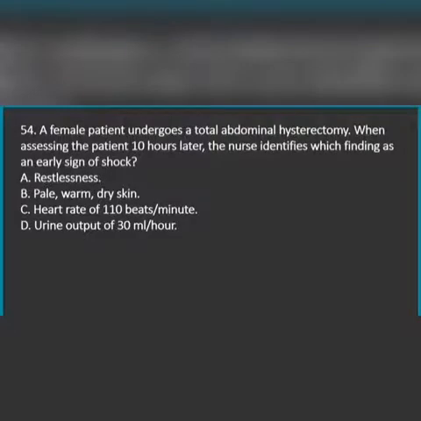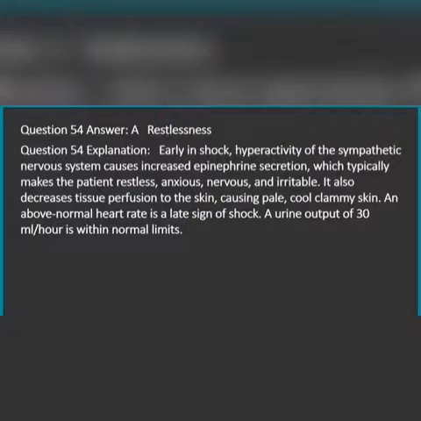Question 54. A female patient undergoes a total abdominal hysterectomy. When assessing the patient 10 hours later, the nurse identifies which finding as an early sign of shock: A. Restlessness, B. Pale, warm, dry skin, C. Heart rate of 110 beats/minute, D. Urine output of 30 milliliters/hour. Question 54. Answer: A. Restlessness.